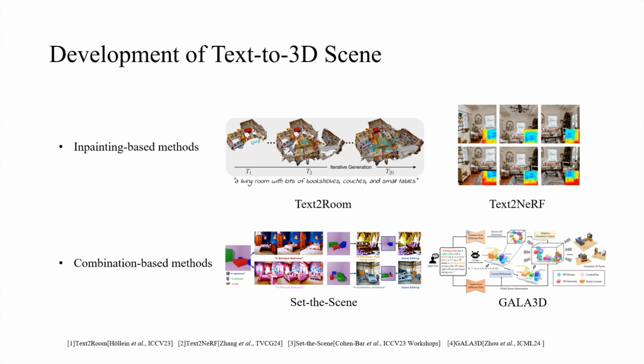The first is inpainting-based methods, like Text2Room and Text2NeRF, which generate 3D scene representations by iteratively inpainting the current rendered images through the set camera trajectory. The second is combination-based methods, which primarily generate scenes by centering the camera around the room, or generating layouts for individual 3D objects in the scene, and then placing existing 3D representations.